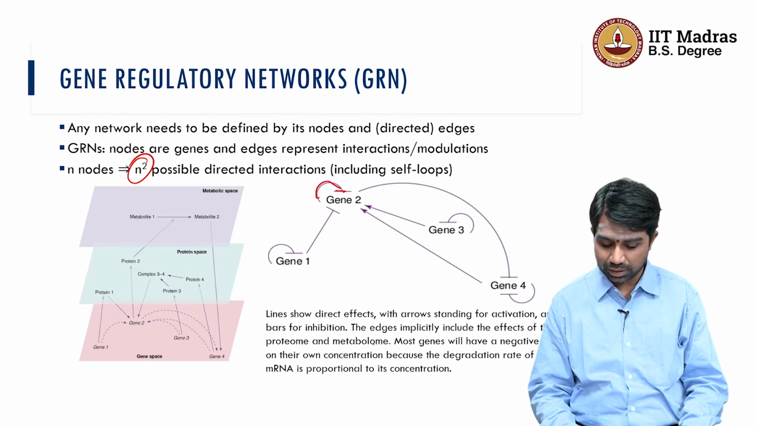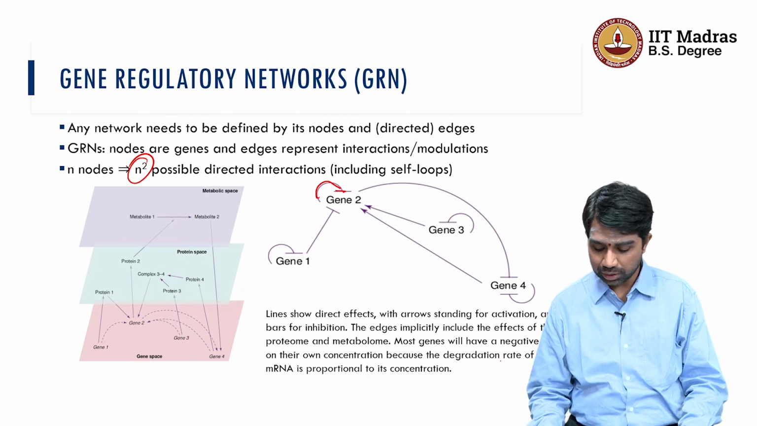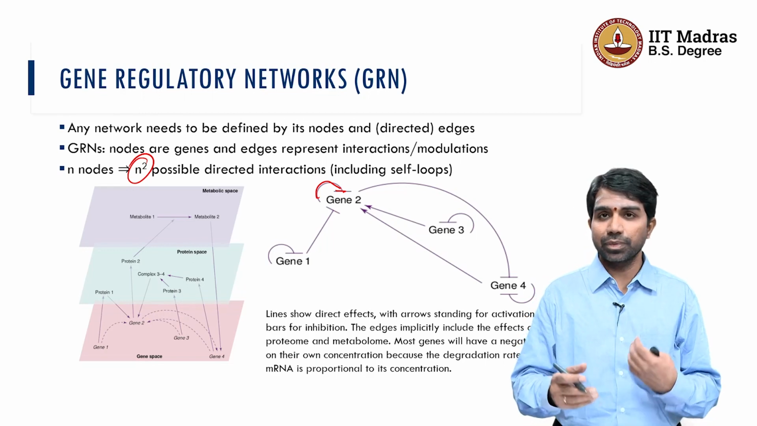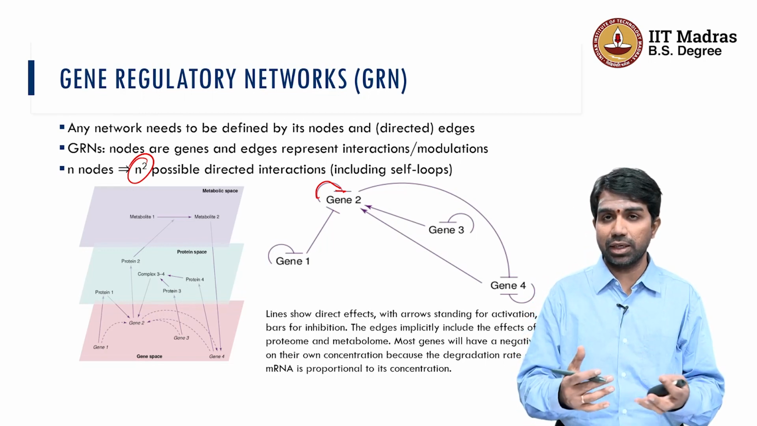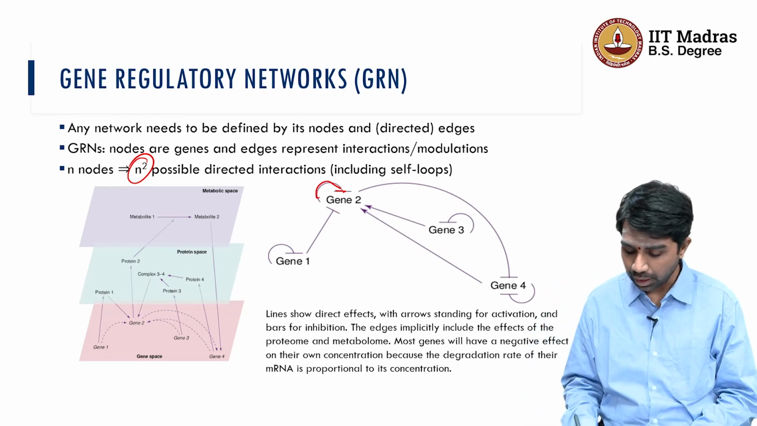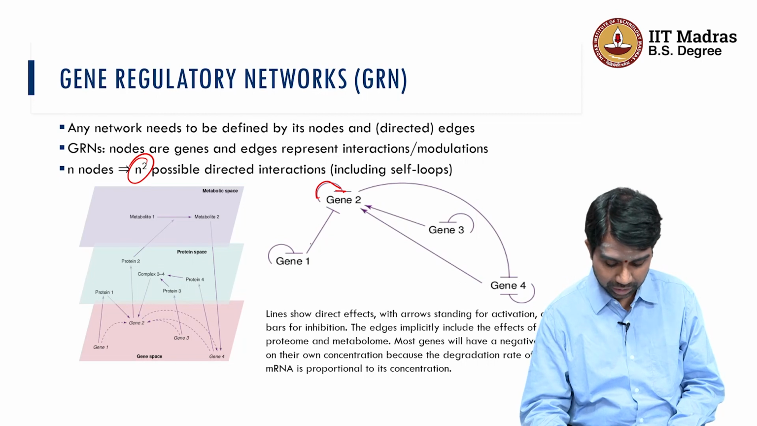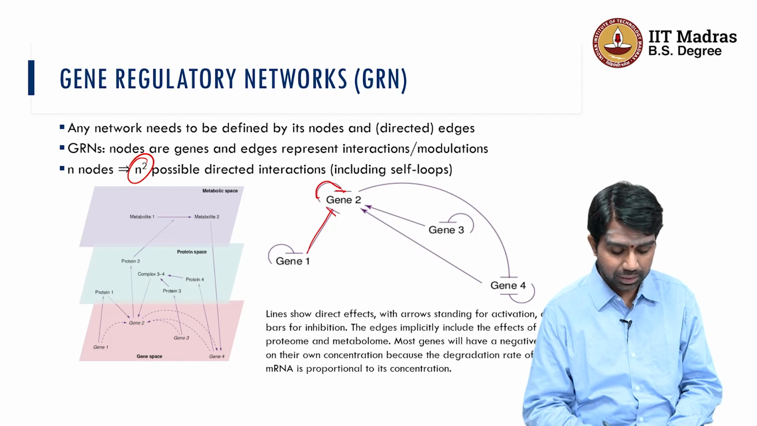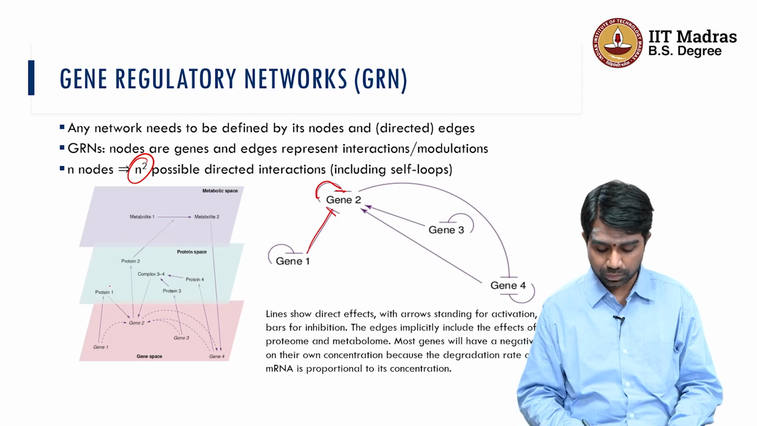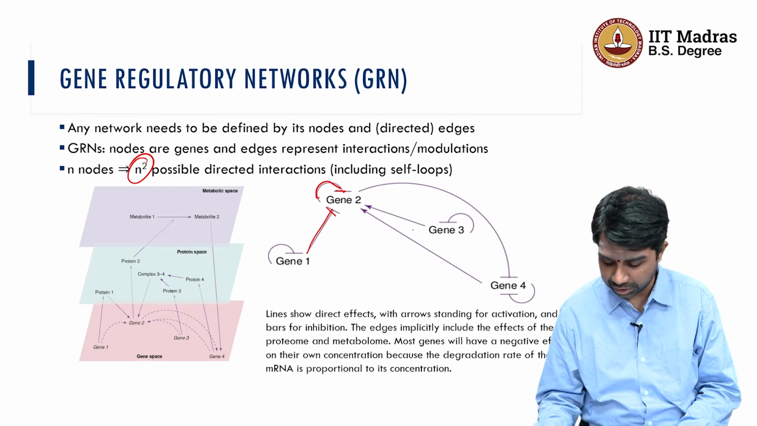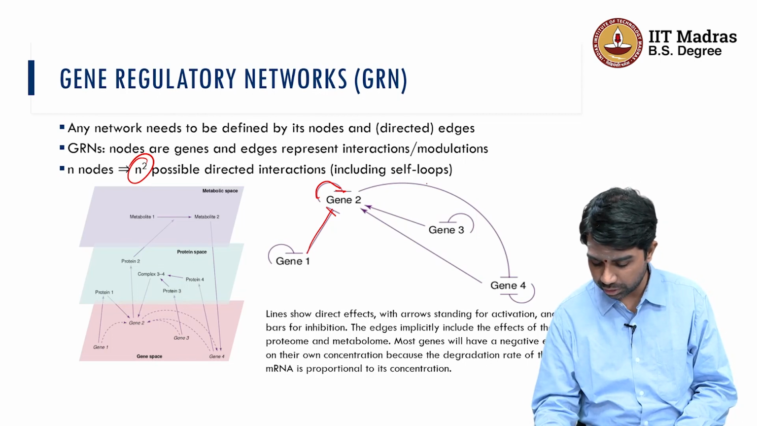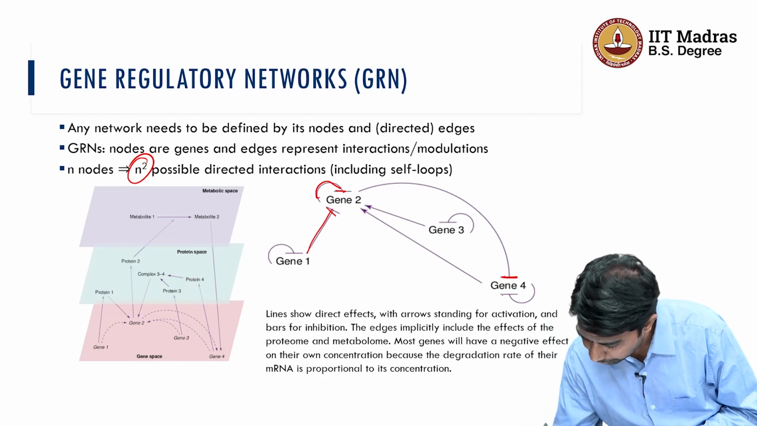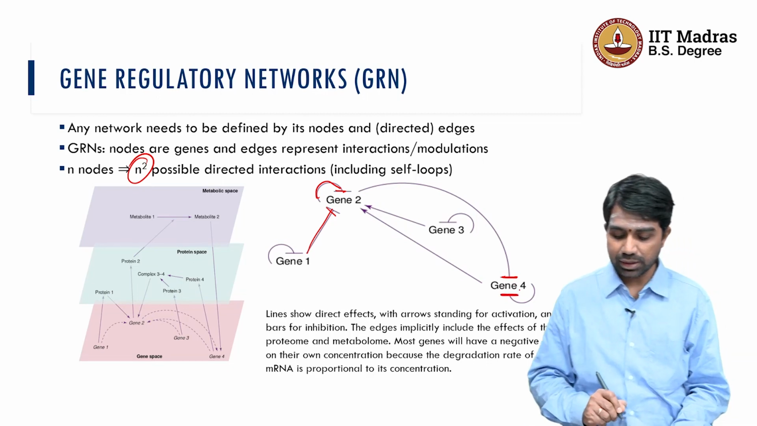This is because most genes will have a negative effect on their own concentration, because the degradation rate of their mRNA is proportional to the concentration. The higher the amount of mRNA present, the faster its degradation, and so on. And these are the kinds of interactions that you see. Gene 1 inhibits gene 2 because that is what protein 1 probably does. It's not expressly mentioned here, but we can assume things like that. Then gene 3 activates gene 2, gene 4 activates gene 2, and gene 2 again has a negative effect on gene 4. The dashed end arrowhead typically represents a negative effect.